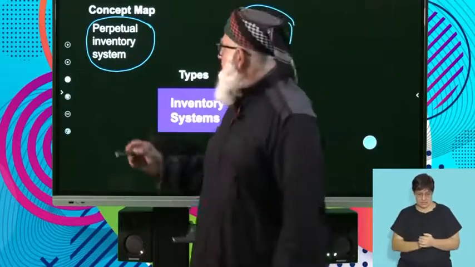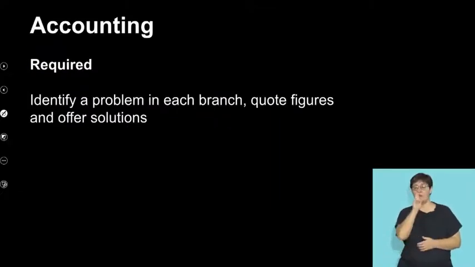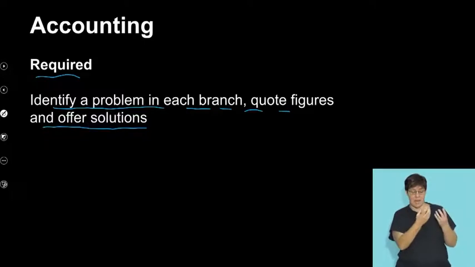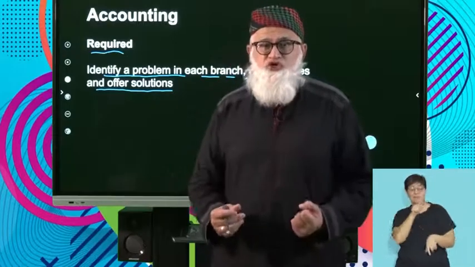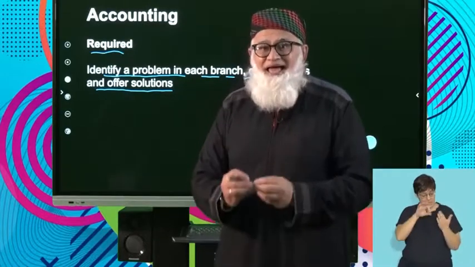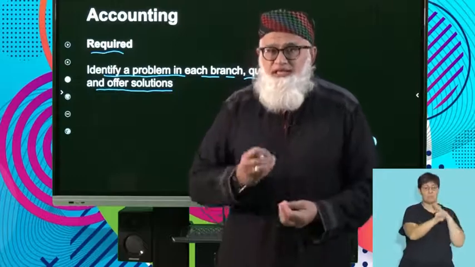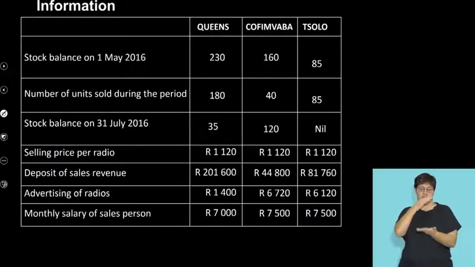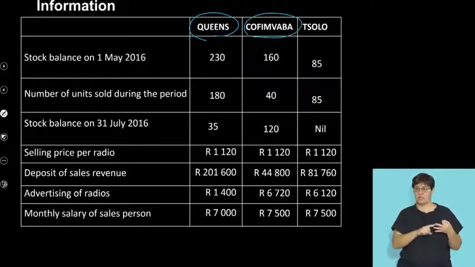Very, very important. Okay, so now if we look at our question, it says here, required, identify a problem in each branch, quote figures, and offer solutions. So this is a data response type of question where you are given the data, you are expected to analyze and find the problems, and then obviously offer solutions and make necessary suggestions. So here we go. This is the information that we have regarding our three branches, one at Queens, one at Kofivamba, and one at Solo.